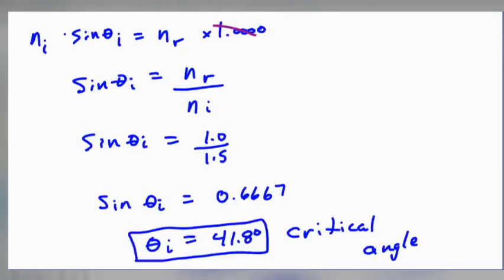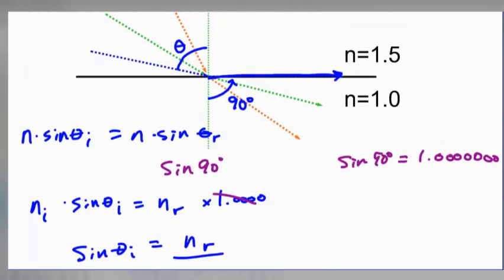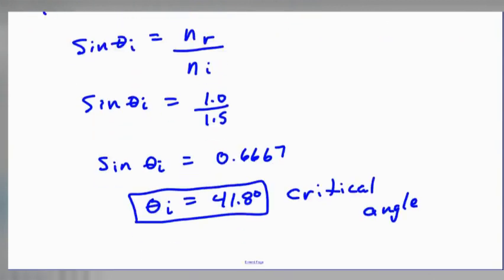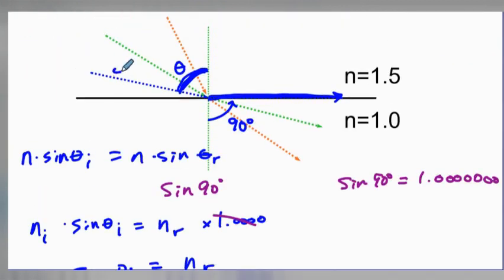Okay, so what is that saying? That is saying that once this hits 41.8 degrees, the light is not going to travel into the second medium here, whatever it was, it's going to travel along this surface. And if we increase that angle beyond 41.8 degrees, our critical angle, the light will never escape. It'll just travel on that way forever.